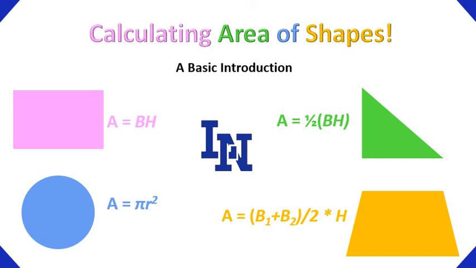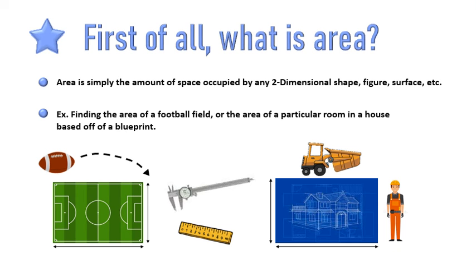For this video, we'll get a basic introduction about calculating the area of shapes. First of all, what is area? Area is simply the amount of space occupied by any two-dimensional shape, figure, surface, etc. Examples of the applications of area include finding the area of a football field or the area of a particular room in a house based off of a blueprint.